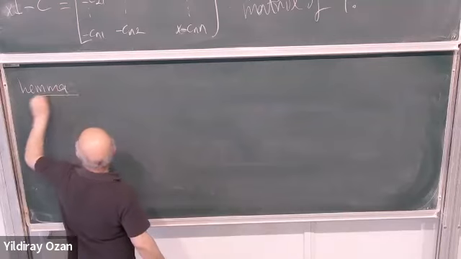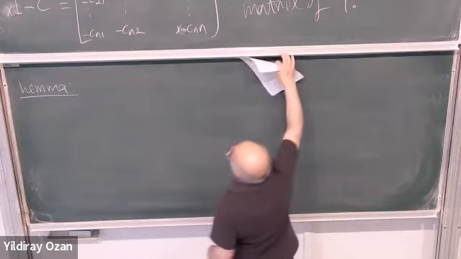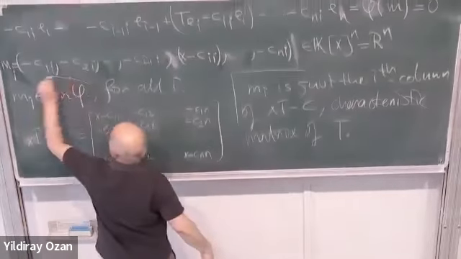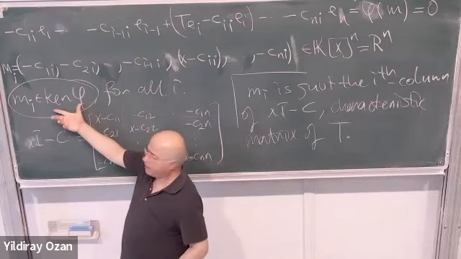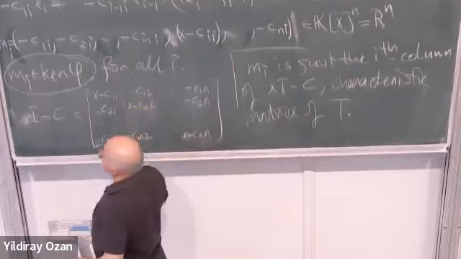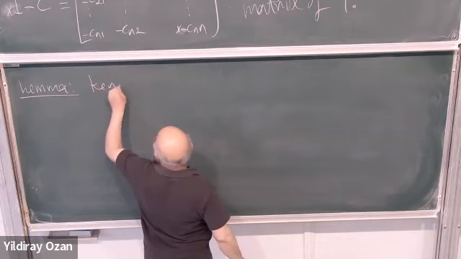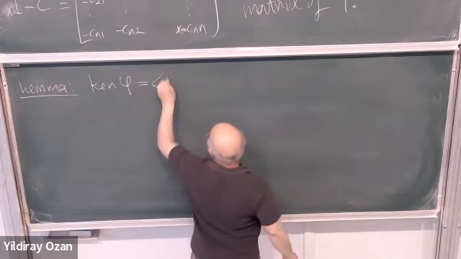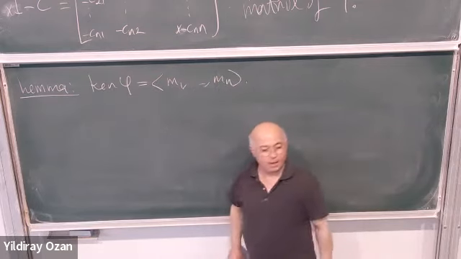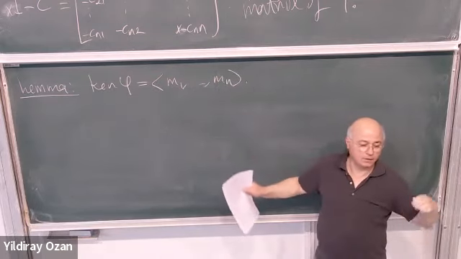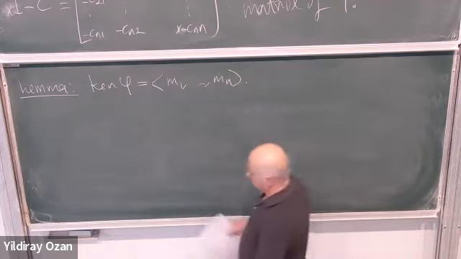Lemma. So these Mi's are in the kernel. I claim that actually they generate the whole kernel. Okay. So the kernel of this is generated by M1 up to Mn. Bütün elemanlar bunların linear combination'ları. Tabii R modülü olarak.